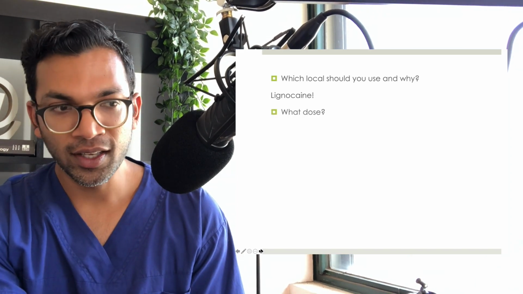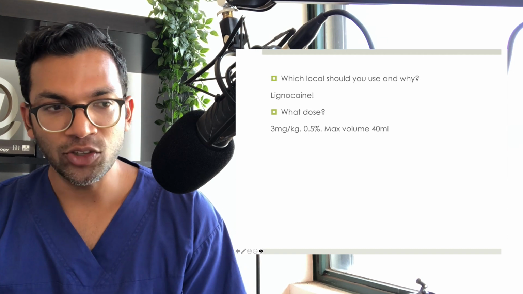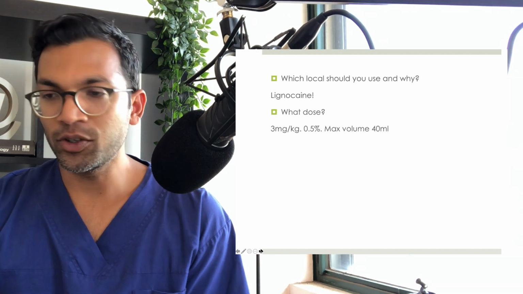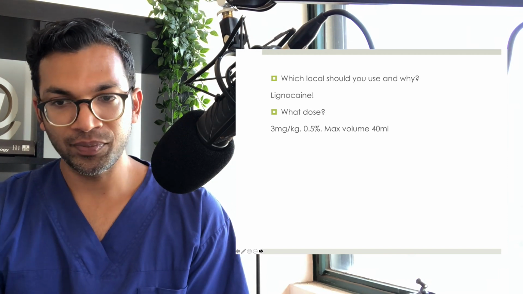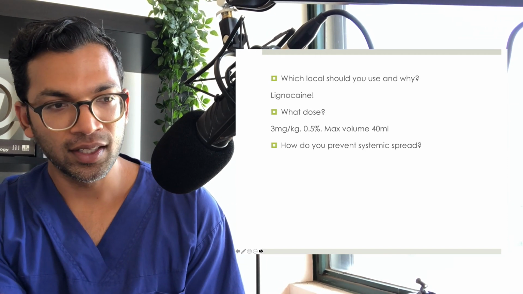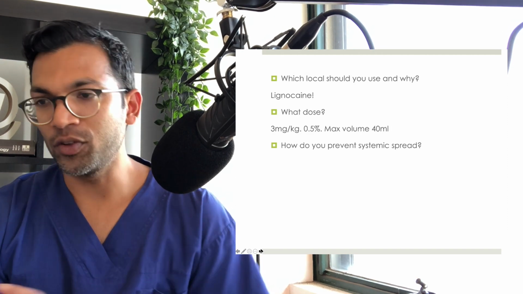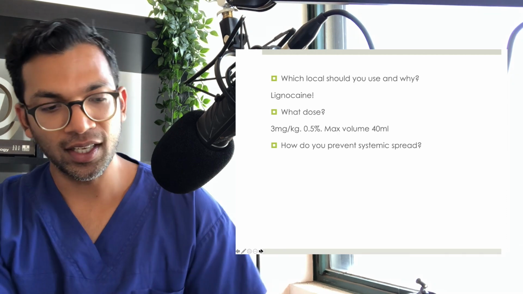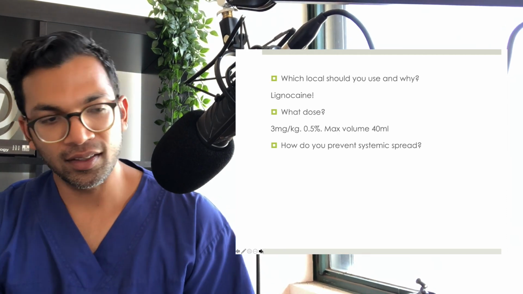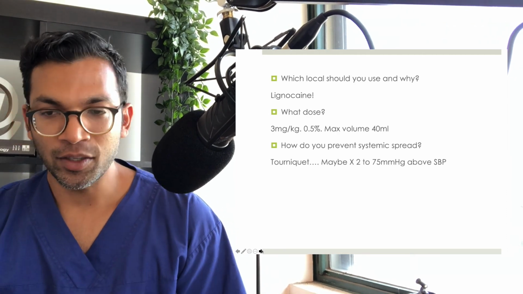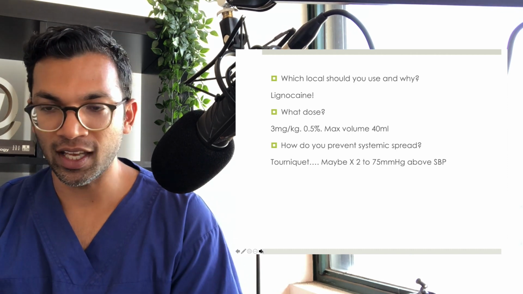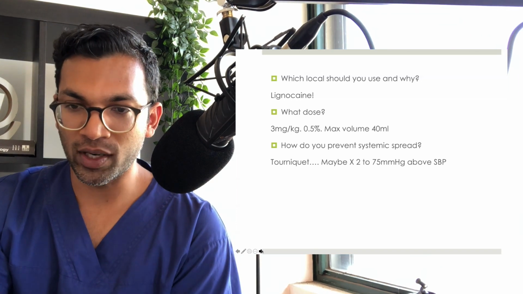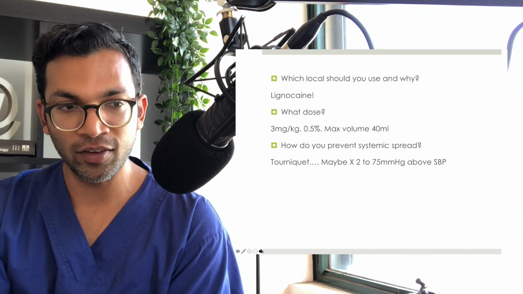What dose? So really it's 3 milligrams per kilogram, and you dilute maybe a 1% solution to make 0.5%. And they talk about having a max volume of about 40 mils. There's a few systems in this. For example, you would have a few things there like exsanguinating the arm, having a tourniquet, maybe even a double tourniquet. And what do you reckon? Oh, sorry, I've already gone through the answer, but you prevent systemic spread by having a tourniquet, maybe even a double tourniquet system can be used. So you can go from one tourniquet to the next, depending on what you need for that.